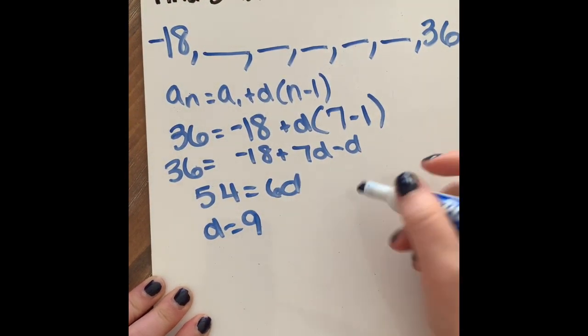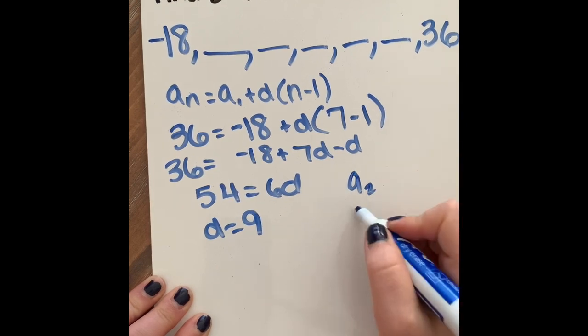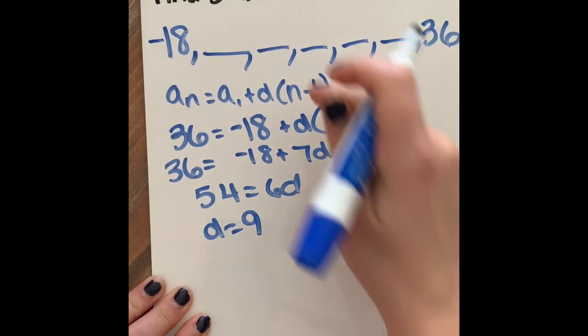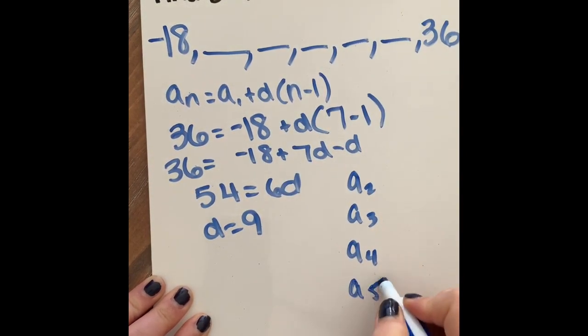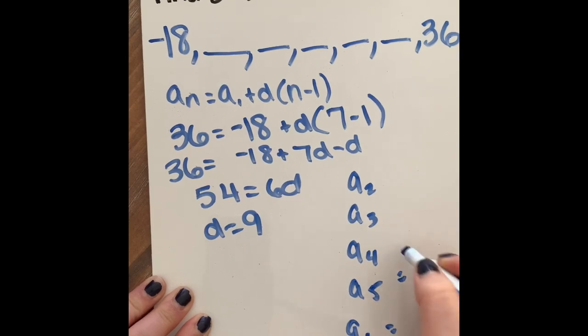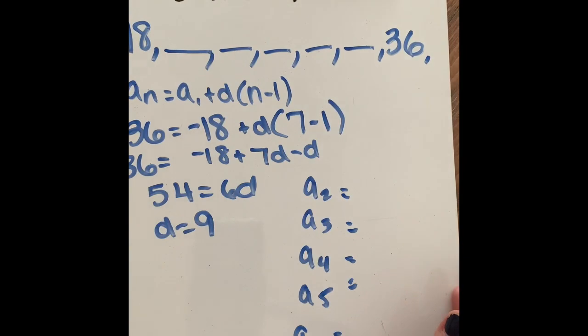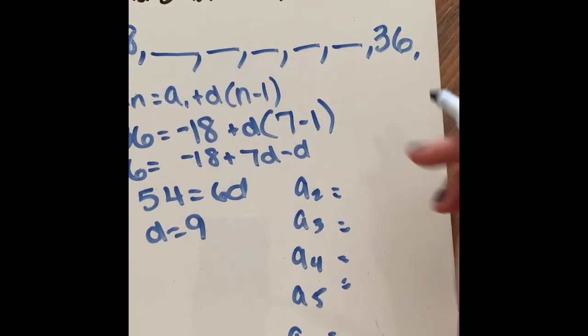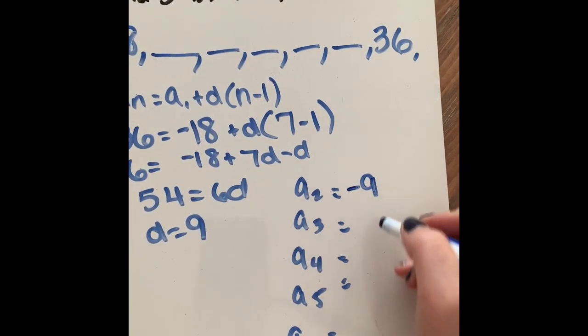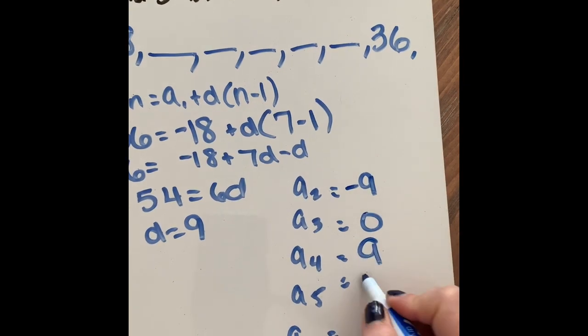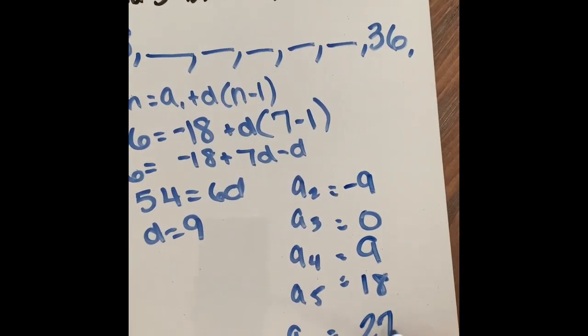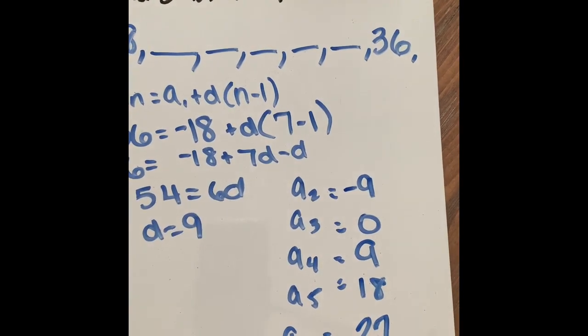So we are looking for now a sub 2, a sub 3, a sub 4, a sub 5, and a sub 6, right? Just listing them out. We can't just fill in the blanks there. Tell me what term number they are. So you have negative 18 plus 9. We've got negative 9, plus 9, plus 9, plus 9, and plus 9. And that would be your list of answers there.